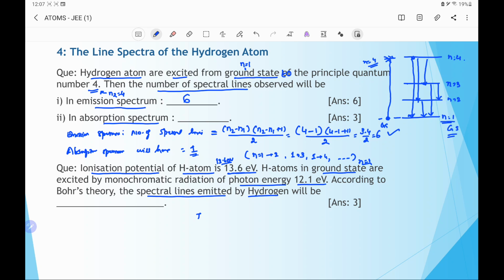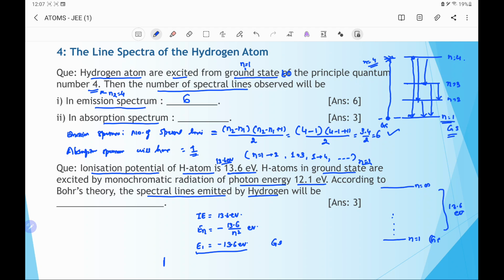We know that ionization energy is 13.6 electron volt. That means if the electron is in ground state, to excite this electron to n equal to infinity, it requires 13.6 electron volt, that is called the ionization energy. So energy of the nth orbit will be minus 13.6 by n square electron volt, which we have already discussed. In ground state, if we put n equal to 1, the energy will be minus 13.6 electron volt.